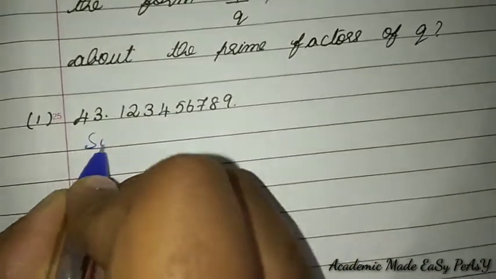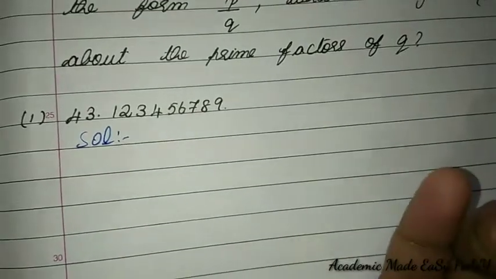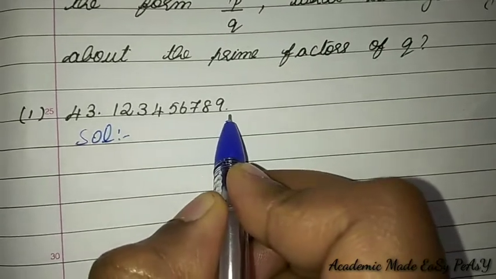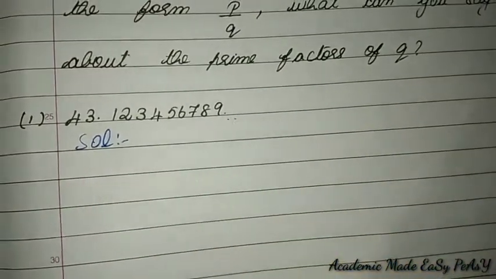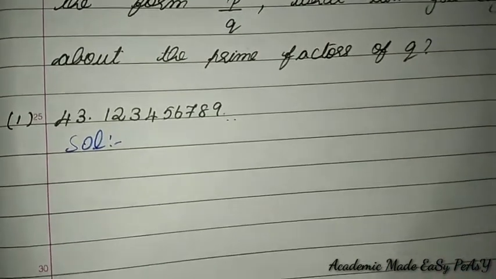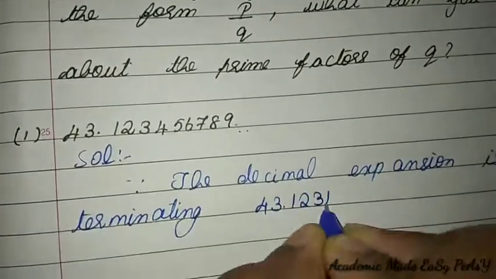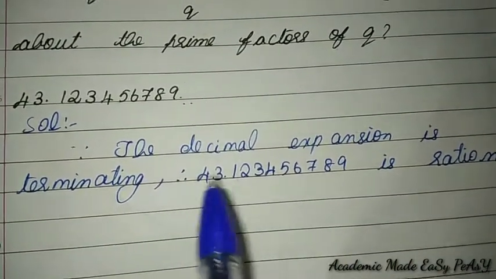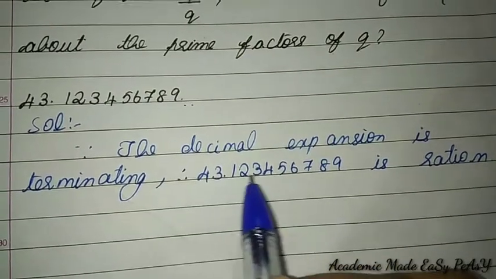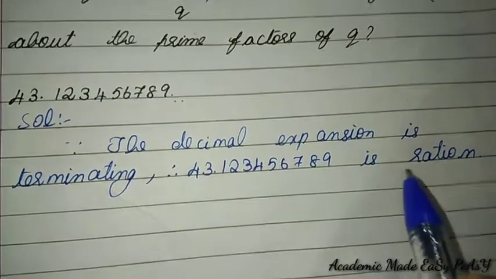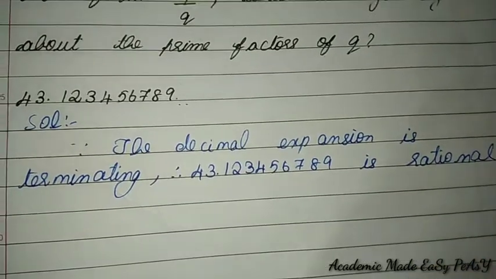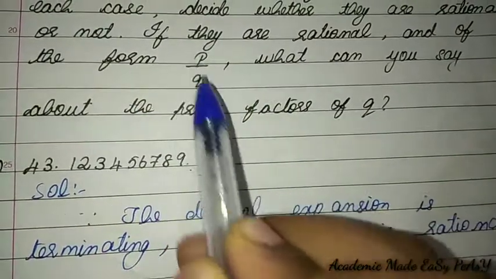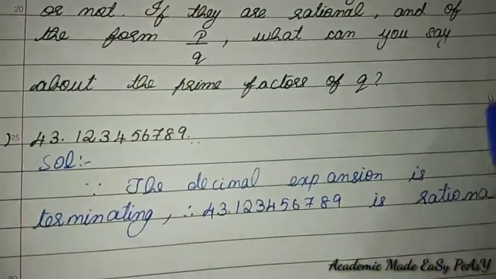43.123456789. Okay, so solution. We already learnt that if a decimal expansion is stopping, it means it is terminating. Terminating means it is a rational number. Only rational numbers will terminate. Since the decimal expansion is terminating, therefore we will say that 43.123456789 is rational. Okay, so they are also asking, in the form of P by Q, what can you say about the prime factors of Q?